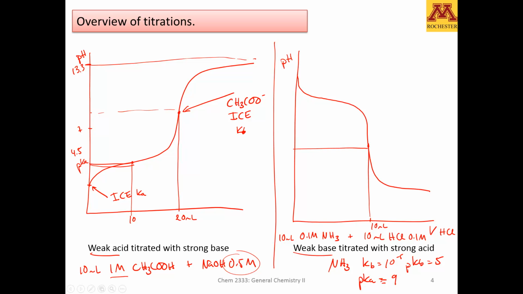at this point you will have, this is 7. So initially you just have ammonia. How do you calculate the pH of ammonia? Well, using the ICE table for Kb. Halfway of the titration curve, at 5 milliliters, you have a 50-50 solution of ammonia and ammonium ion.